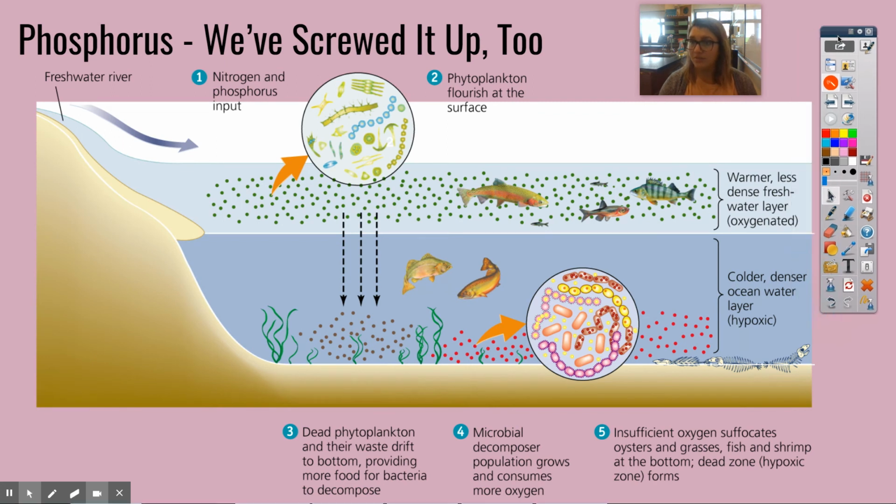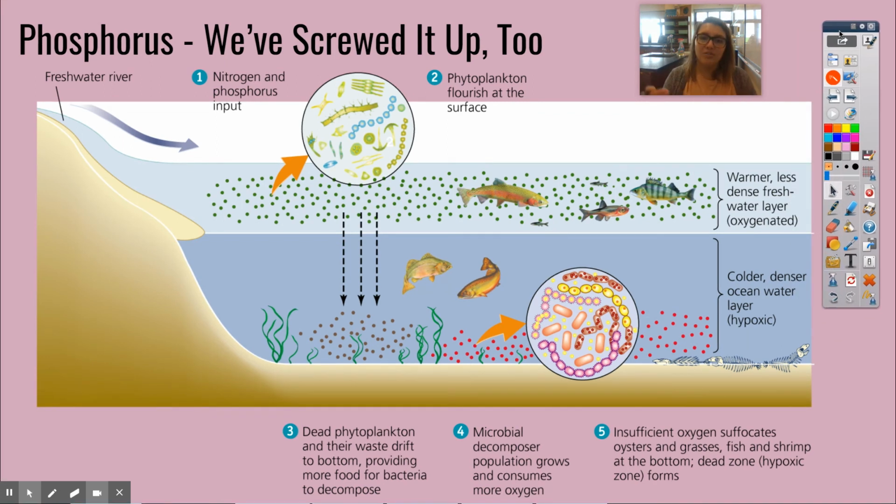So I wanted to zoom in on this. The nitrogen and phosphorus come into the body of water. Remember, it helps plants grow. Phytoplankton are a type of aquatic plant you can think of. They're photosynthesizers that live in water, and they will also use the nitrogen and phosphorus to grow. So there's going to be a ton of them, and it's going to look gross and green and algae-like. Once those phytoplankton die, they're going to sink down to the bottom.